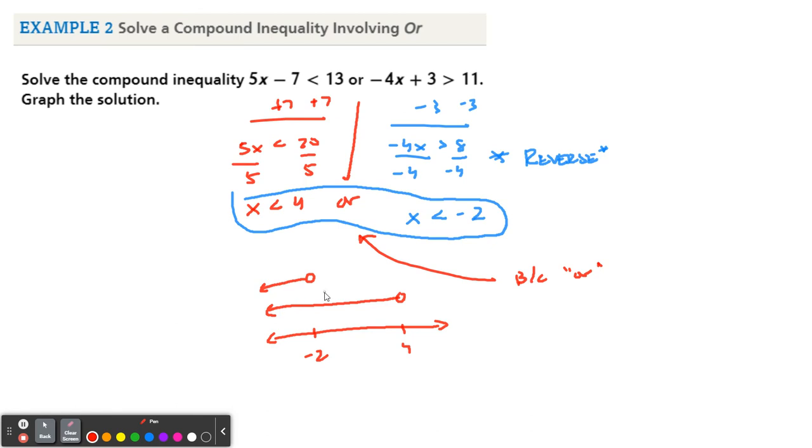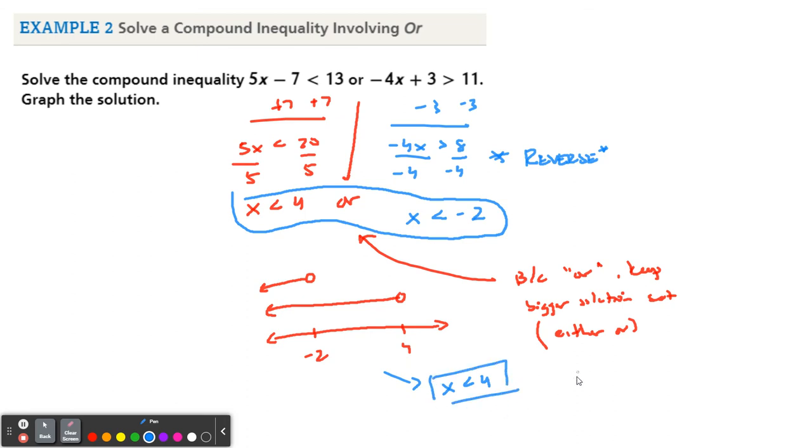So the true solution to this inequality is going to be the bigger number line, or the bigger ray. So that'd be the bottom one. So because it's or, we are going to keep the bigger solution set. And that is because we can be on either graph. So in the end, the answer to this inequality is actually just x is less than 4. And the graph is just going to be that one with the 4, x is less than 4.